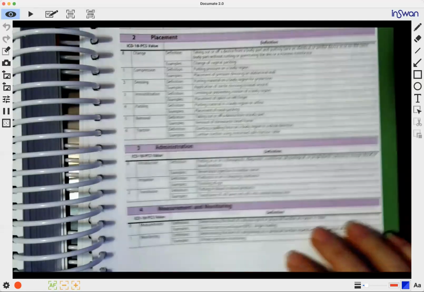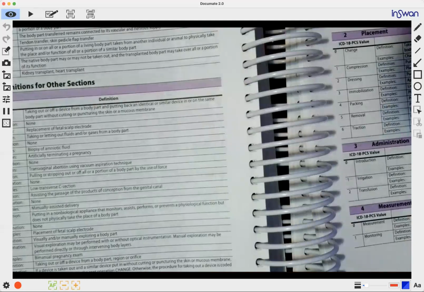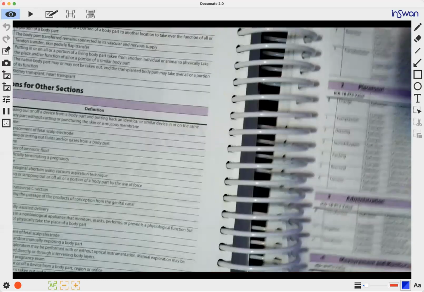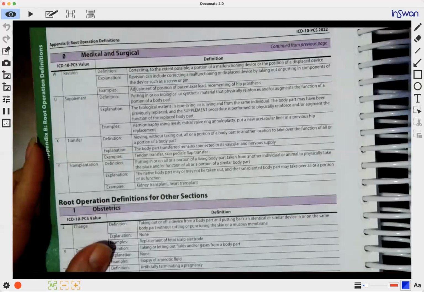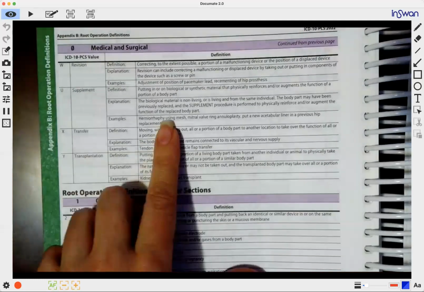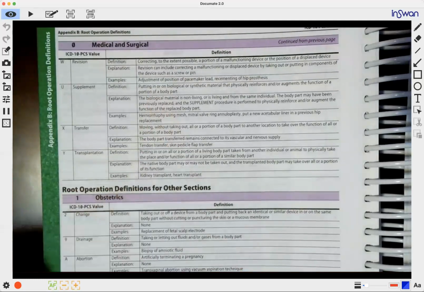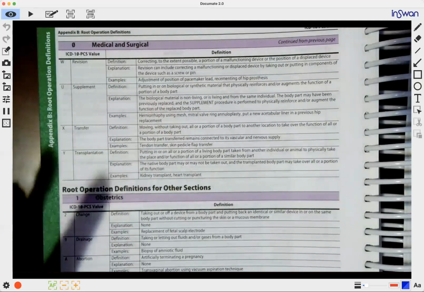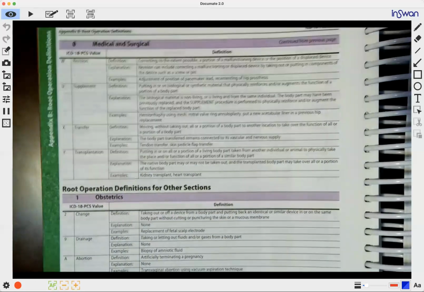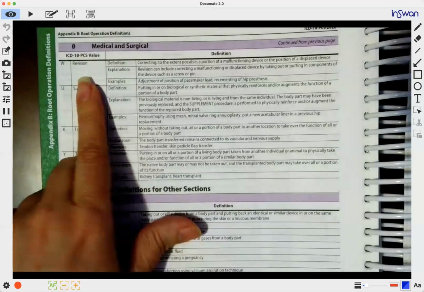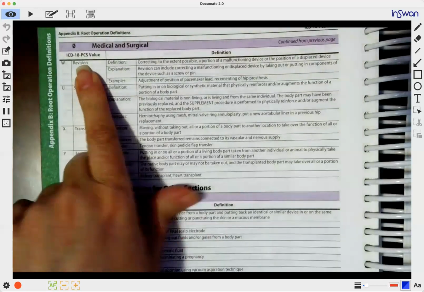Okay, so what else do we have here? Next, we have revision, and that's a correction, something that you revise. Some of these words, if you think about the meaning of the word, it will help you understand the root operation. So revision, to revise something, right?